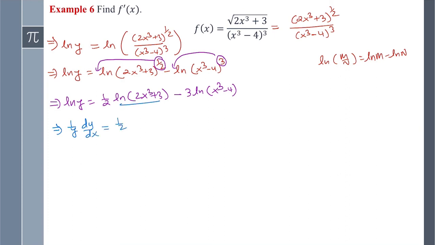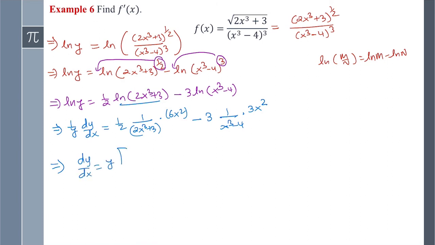The derivative of this function is 1 over (2x³ + 3) times the derivative of that function, which is 6x², minus 3 times the derivative of this function, which is 1 over (x³ − 4) times the derivative of that function, which is 3x². Now let's do a couple of things. Let's multiply by y on both sides. So on the left-hand side, we just have dy/dx equals y times.